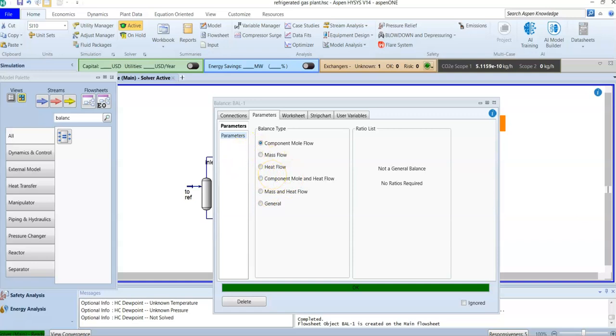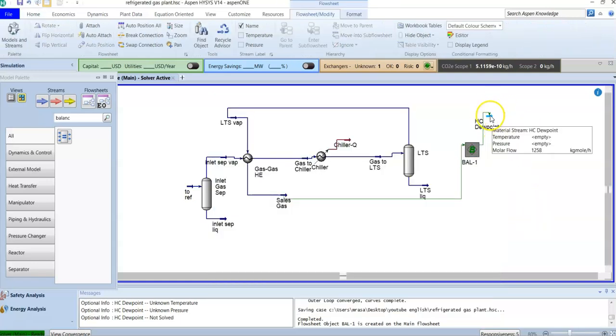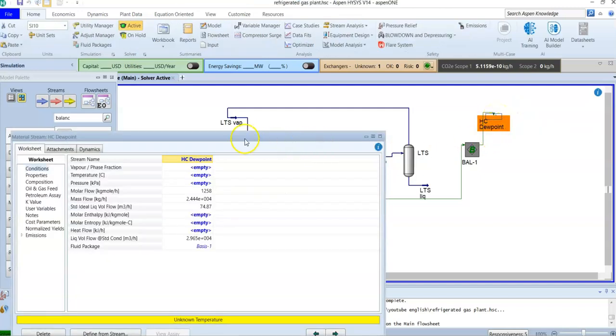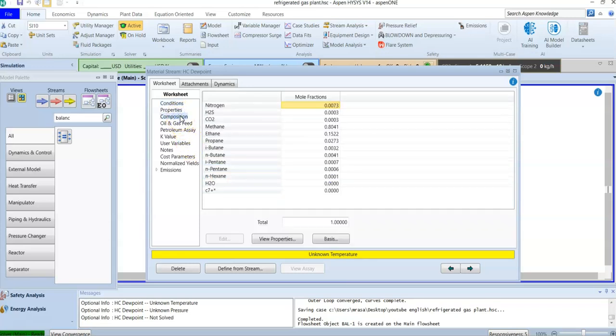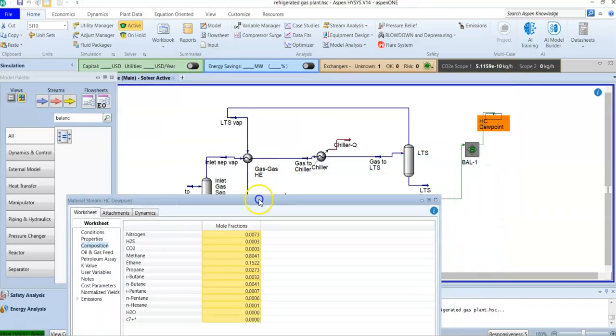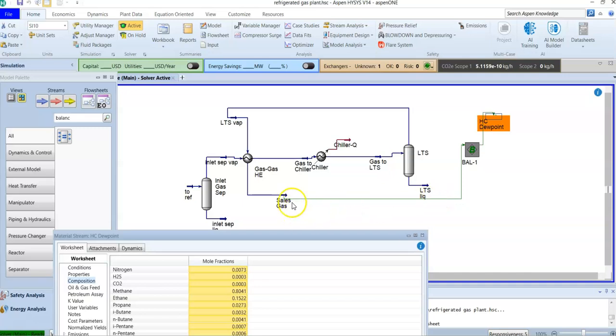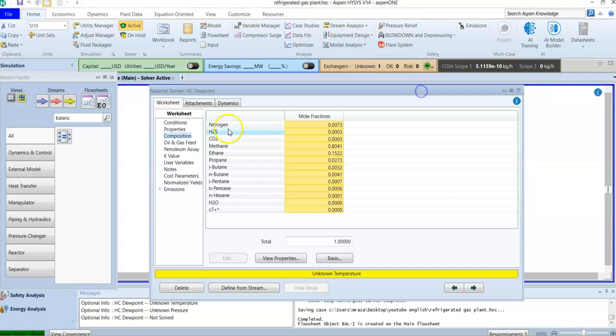So now after adding the balance and we choose the component molar flow, now we need to return over here, and this stream is not defined. So we are good to open this one, and usually when we open a new stream we are asked about the composition at the beginning, but for this one we are not asked because we already have done the balance. So the balance here, we took the molar flow and the molar composition of the sales gas and we give it to our dew point, hydrocarbon dew point.